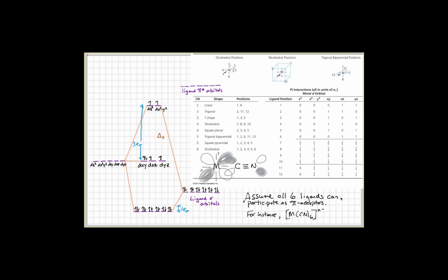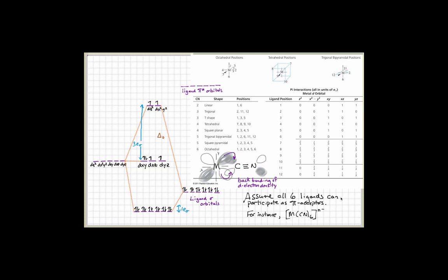Here we have the metal. I've shown the x and y coordinate, so this is a dxy orbital in the metal with overlap to a pi star orbital of the cyanide ligand. And then of course the metal can dump electron density into the pi star orbitals from the metal d orbital. And this is called back bonding. Back bonding of d electron density to the ligand.